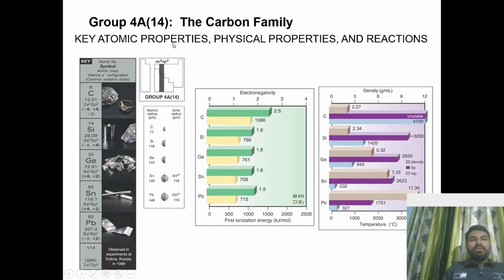And these are the carbon family. This is the carbon family: carbon, silicon, germanium, tin, lead.